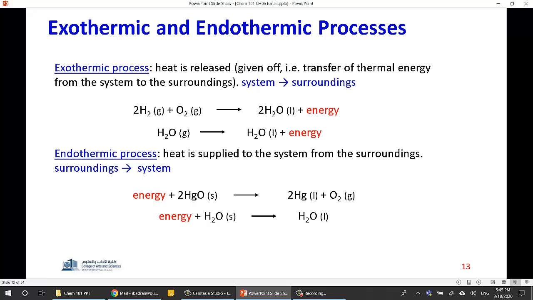In this case, we write the reaction as follows. For example, 2H2 gas plus O2 gas goes to 2H2O liquid plus energy. So this is an exothermic reaction, and in that case, we expect the temperature of the surroundings to increase. An endothermic reaction is the opposite. A good example is the decomposition of HgO, mercury oxide, into mercury liquid plus oxygen. This reaction does not happen by itself. It needs some energy to happen. You need to heat it up. That means energy needs to enter the system from the surroundings, and this is called an endothermic process.